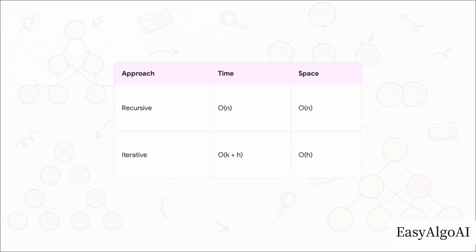And check out the space complexity. Instead of hoarding all n nodes in memory, our custom stack only ever holds a maximum of h nodes at once. It's just a single branch from the root to the leaf at any given time. We literally just slashed our memory footprint.